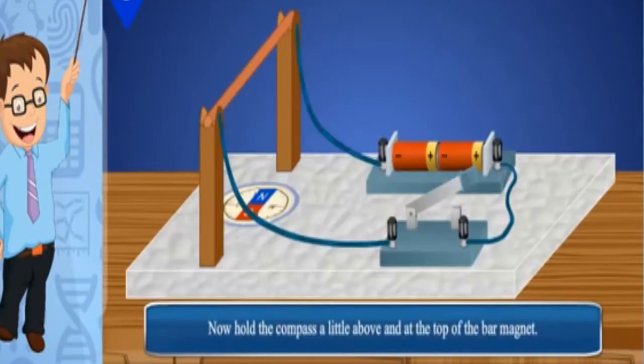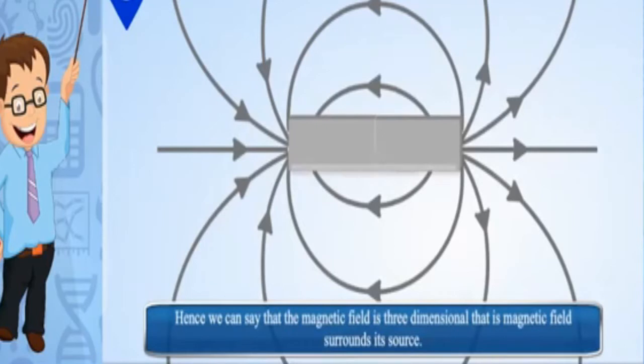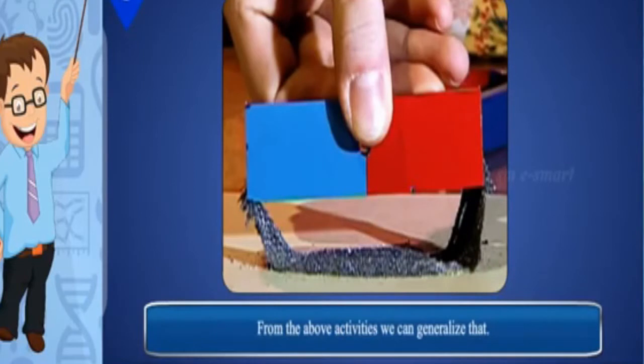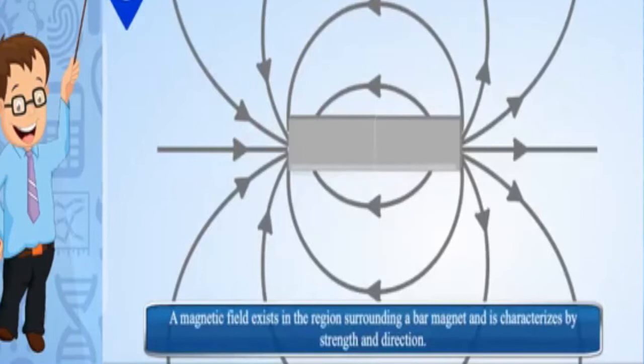Now hold the compass a little above the top of the bar magnet. We observe a deflection in the compass needle. Hence, we can say that the magnetic field is three-dimensional. That is, the magnetic field surrounds its source. From the above activities, we can generalize that a magnetic field exists in the region surrounding a bar magnet and is characterized by strength and direction.